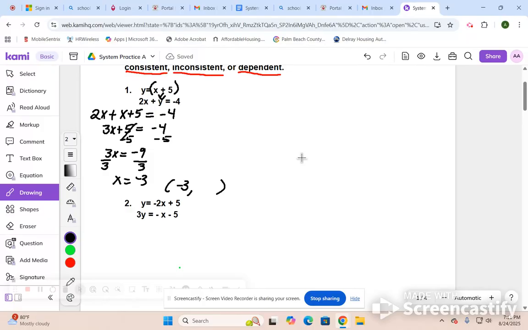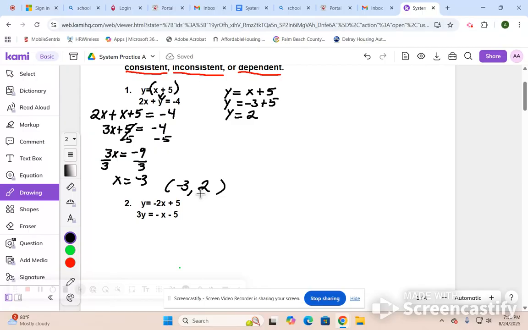Now let's find the y value for this solution. So we're going to go back to the original y. I'm using the top equation, y equals x plus 5, because it's already solved for y. I'm just going to replace x with negative 3 because we found x to be negative 3. So negative 3 plus 5, that is the value of y. So let's see what that is. Negative 3 plus 5, well, that's 2. So that means the value of y is 2. So this system has one solution at negative 3, 2.